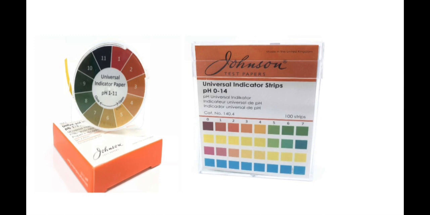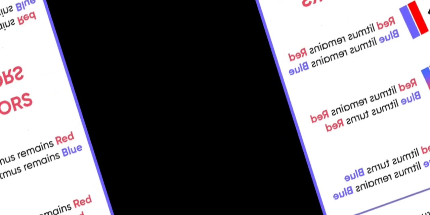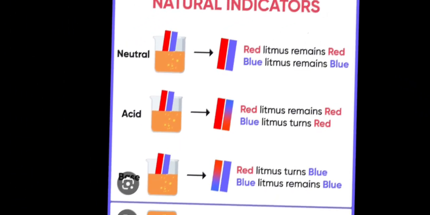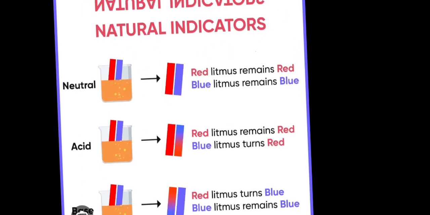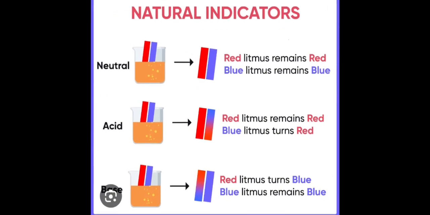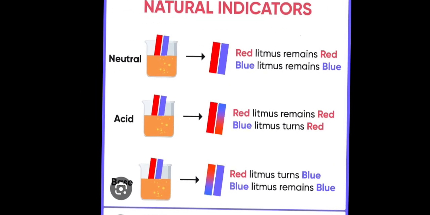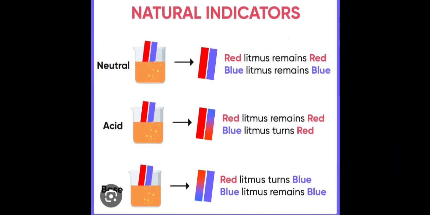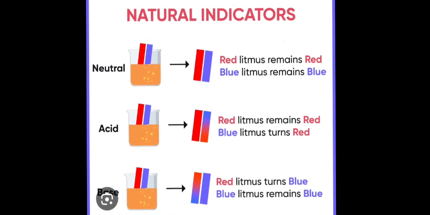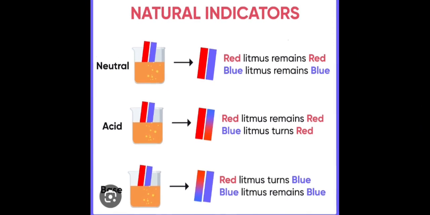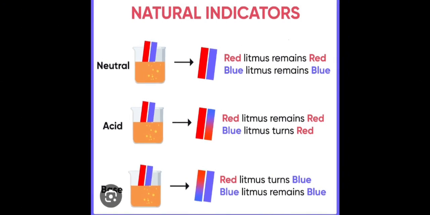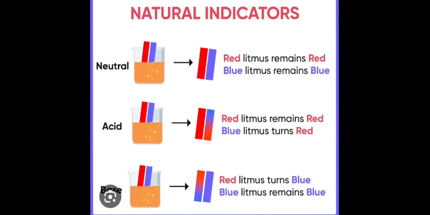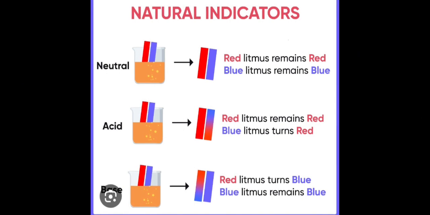Another method is using red litmus paper and blue litmus paper. If it is neutral, there will be no effect on litmus paper. If it is acid, the blue litmus paper turns red, and we are not going to see an effect on red litmus paper. If it is alkali, the red litmus paper turns blue, and there is no effect if we are using the blue litmus paper. So that is all that I can tell you under the chemistry section.